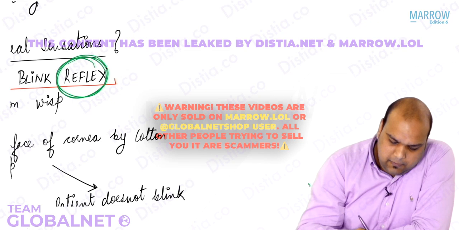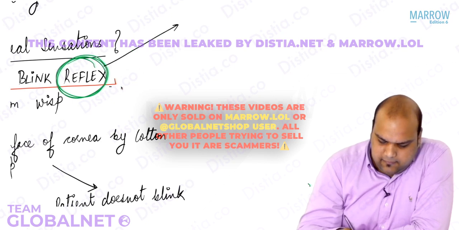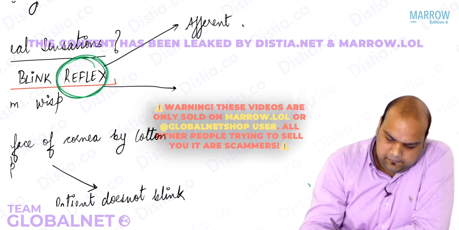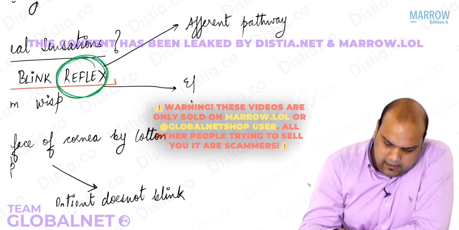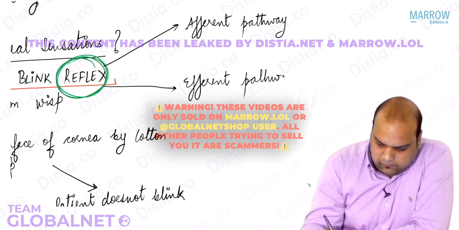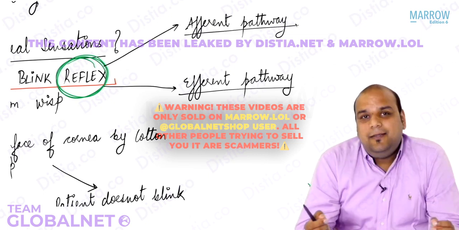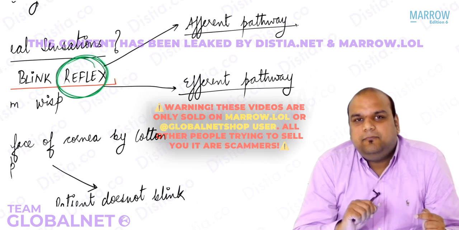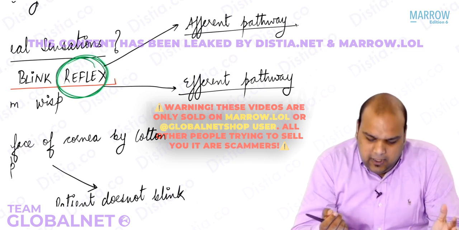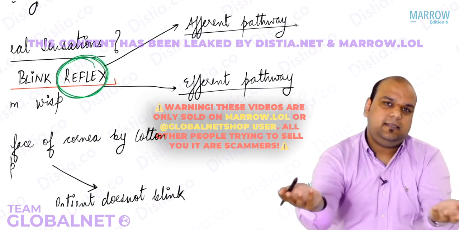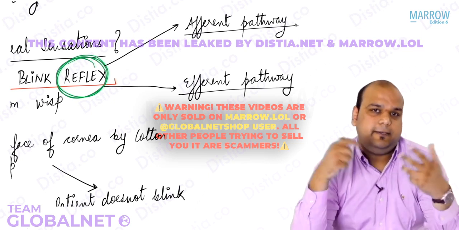Okay? So my corneal blink reflex will have 2 parts. Afferent pathway and efferent pathway. Okay? So now the question, which nerve forms the afferent pathway? Which nerve forms the efferent pathway? For this, we need to basically understand what is an afferent pathway and what is an efferent pathway. Yes? I hope a lot of you already do that.